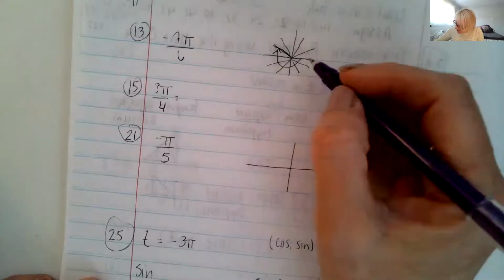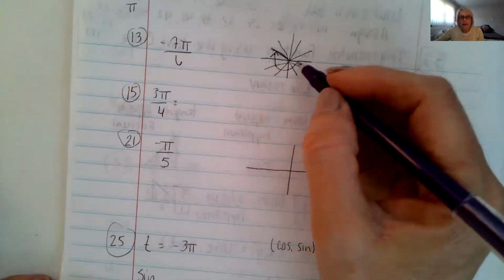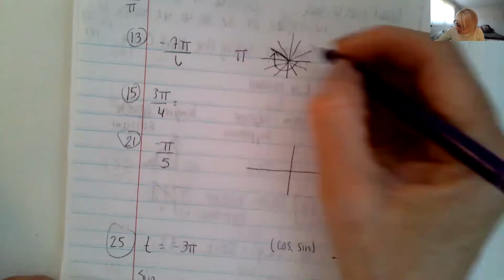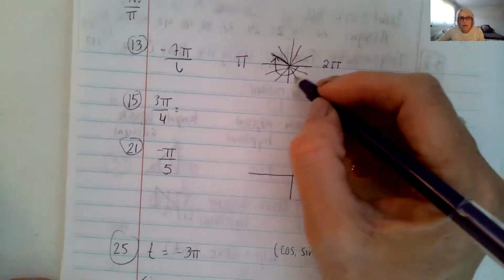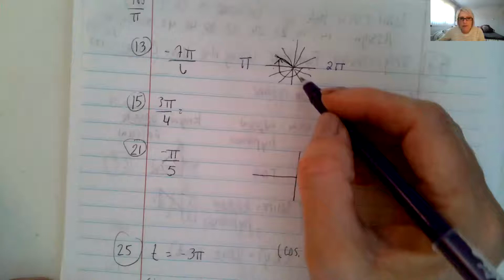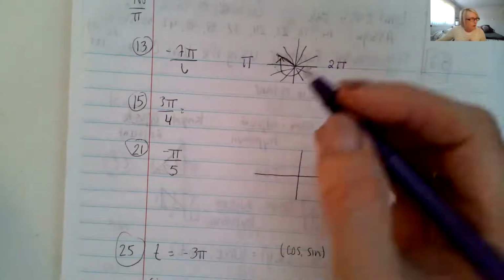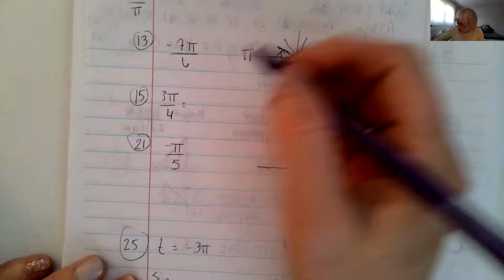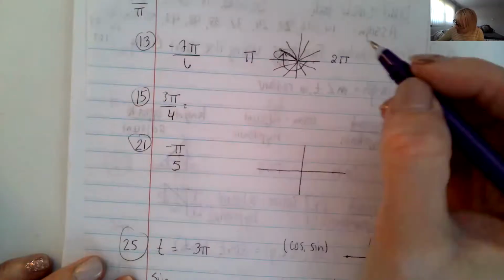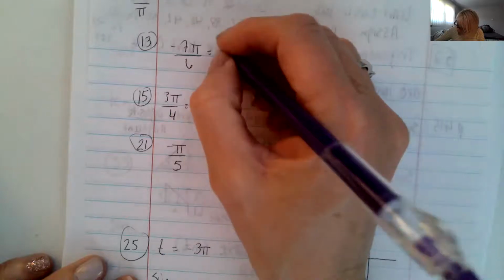So if we go backwards, negative 7/6 pi, pi is over here and 2 pi is here at 0. And so if we go backwards pi, negative 7/6 pi is another 1/6 that way. So the reference angle for each angle is going to be the original angle of pi over 6, because it's going to be 1/6 pi. So that's going to be our reference angle.